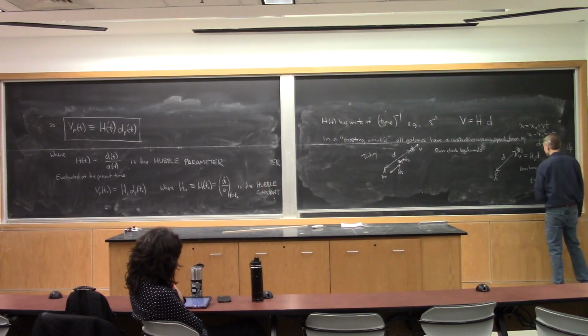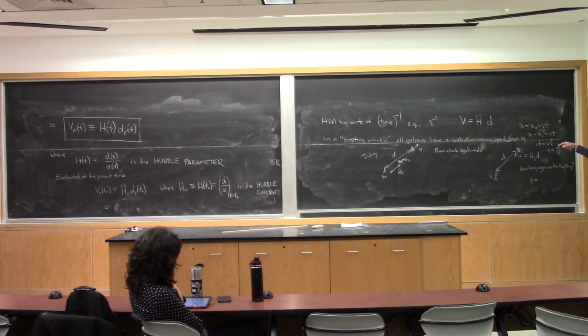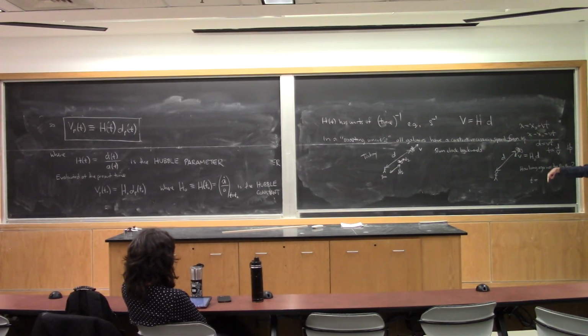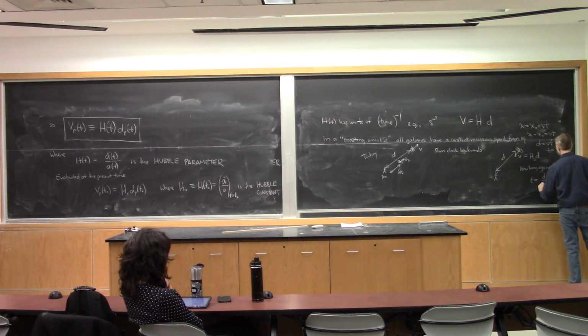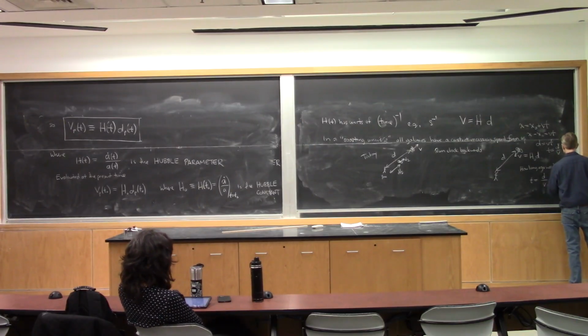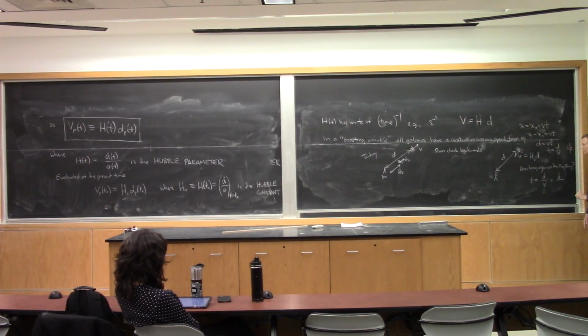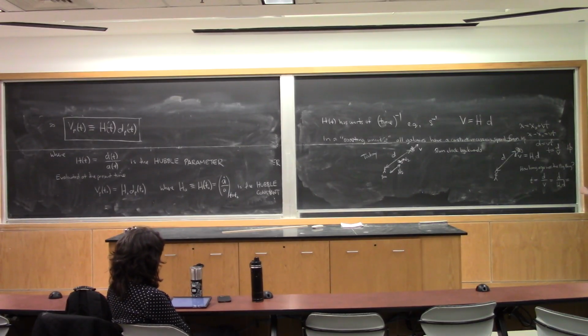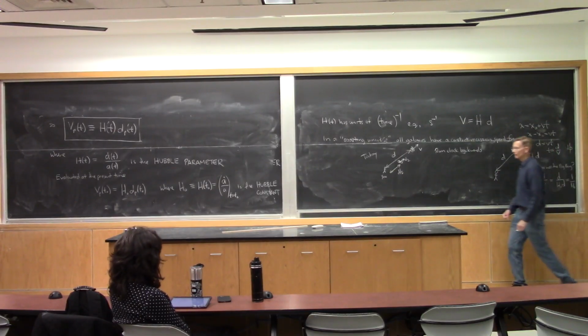Why? How long's that galaxy been flying away from us? Flip it around. How long till it's back on top of us? I run the clock backwards. Why, it's d over v. But v is equal to H naught d. Can anybody simplify that expression for me? 1 over H naught. 1 over H naught.